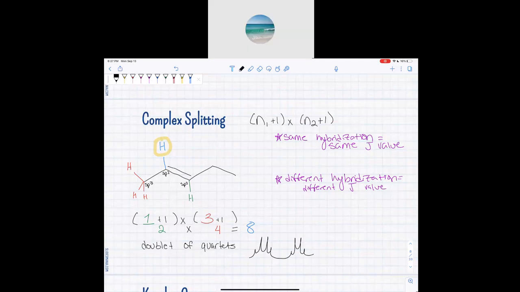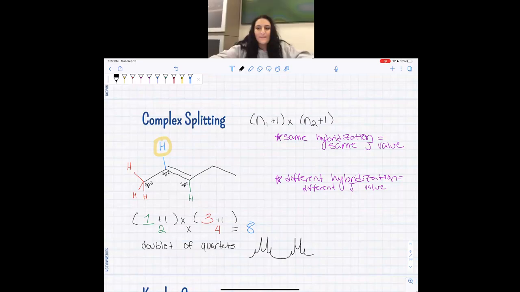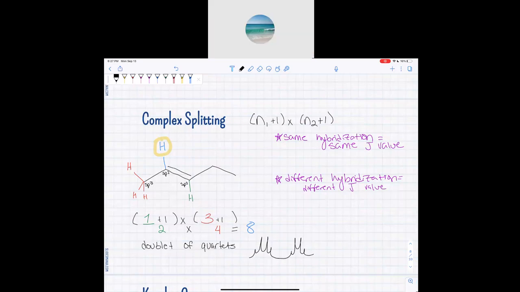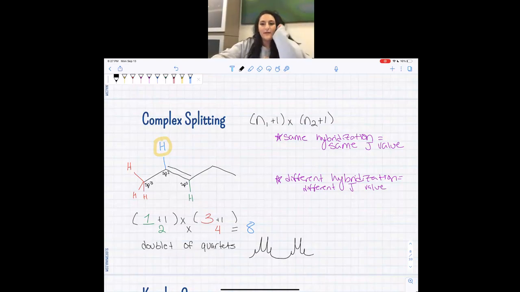Just to make sure, if we are asked about a hydrogen's splitting, we look at its neighbors, and to get to group one of its neighbors versus group two of its neighbors, if those hybridizations are different, then we do complex splitting. Exactly. Yep. Okay, thank you. You're very welcome.